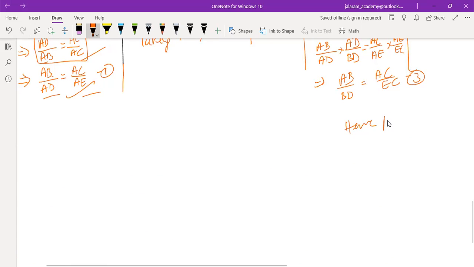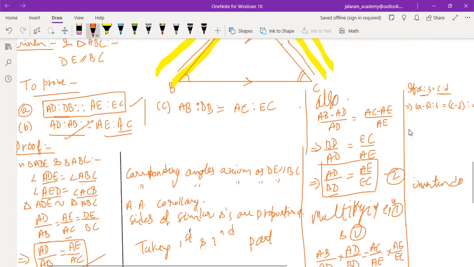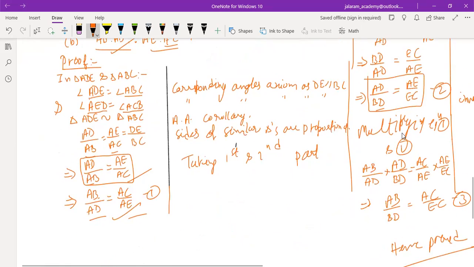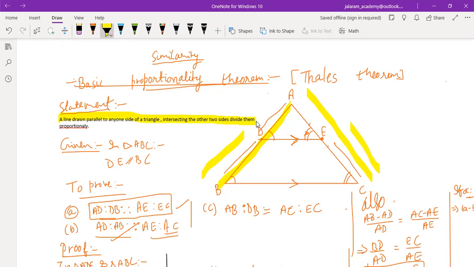So what have we proved? We have proved that a line drawn parallel to any one side of a triangle divides the other two sides proportionally. And how we have proved and what we have to prove. And remember the statement also for the basic proportionality theorem: a line drawn parallel to any one side of a triangle intersecting the other two sides divides them proportionally.